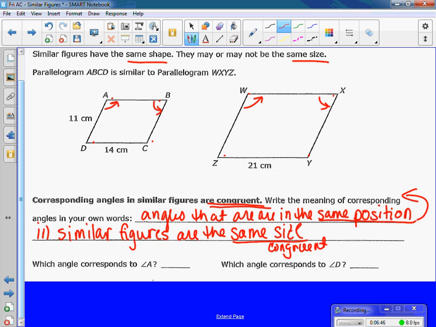So which angle corresponds to A? That would be angle W. Which angle corresponds to angle D? That would be angle Z.